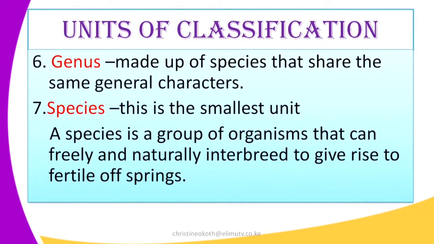From family, we go to genus, which is made up of species that share the same general characters. And finally, we have the species. This is the smallest unit. So remember, we define a species as a group of organisms that can freely and naturally interbreed to give rise to fertile offspring.